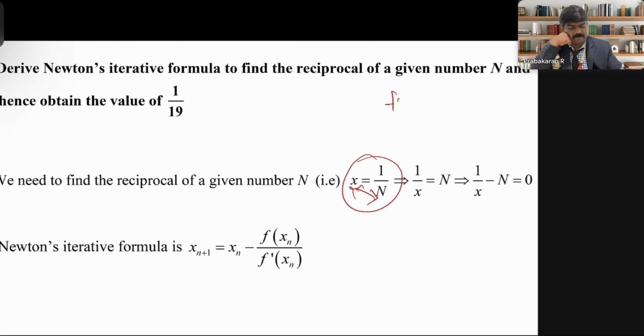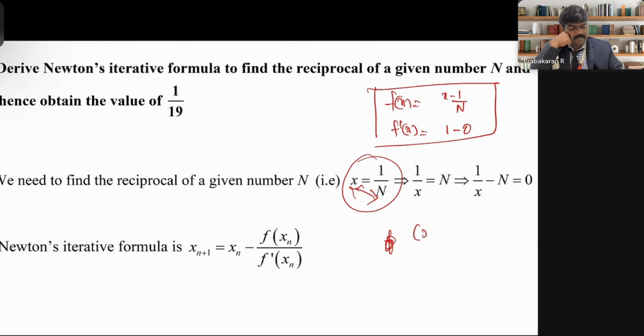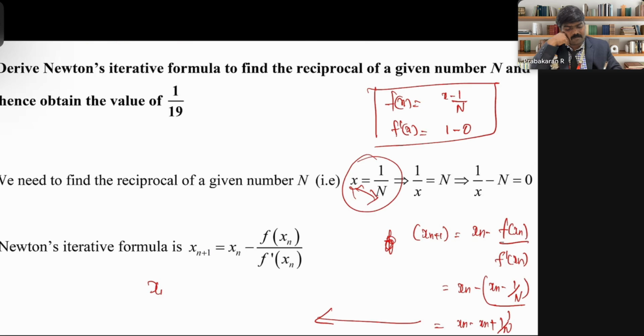I'll tell you. If we consider f of x equal to x minus 1 by n, and when you go for the differentiation, we'll end up with 1 minus 0. So this is f of x and f dash of x, and for the generalized formula, that is xn plus 1 equal to xn minus f of xn by f dash of xn. f of xn is nothing but xn minus 1 by n, divided by 1. When you multiply the minus inside, you will end up with xn plus 1 by n. Again we end up with the same thing, that is xn plus 1 equal to 1 by n. It is difficult, right? We can't start the iteration because it's purely constant.